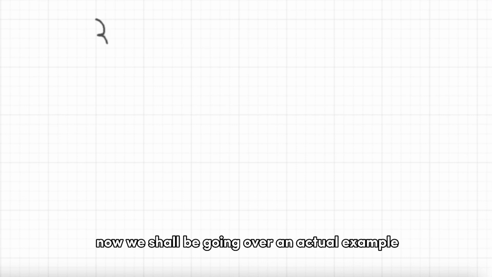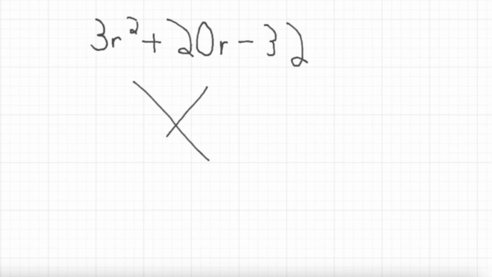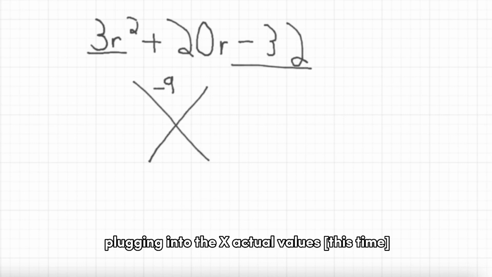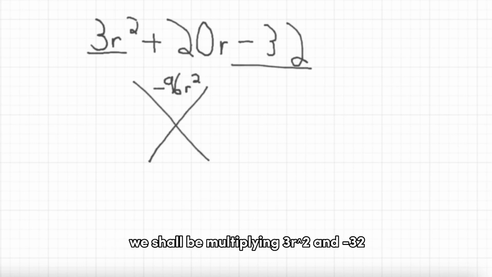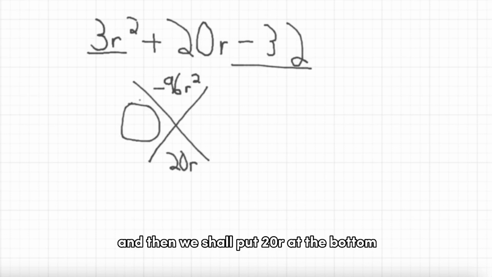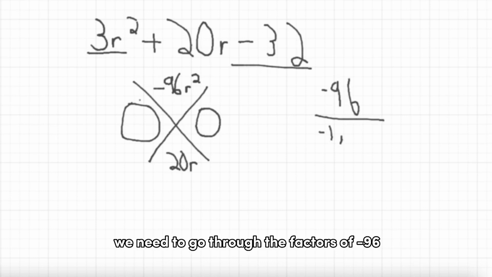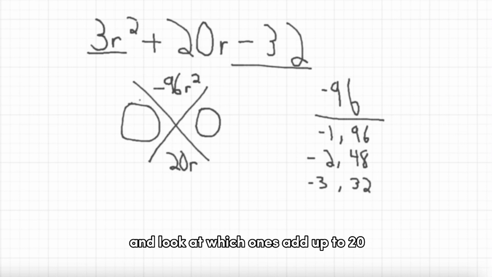Now we shall be going over an actual example using 3r squared plus 20r minus 32. Plugging into the x actual values, we shall be multiplying 3r squared and negative 32 to form negative 96r squared, and then we shall put 20r at the bottom. Now to find the two separate coefficients, we need to go through the factors of negative 96 and look at which ones add up to 20.